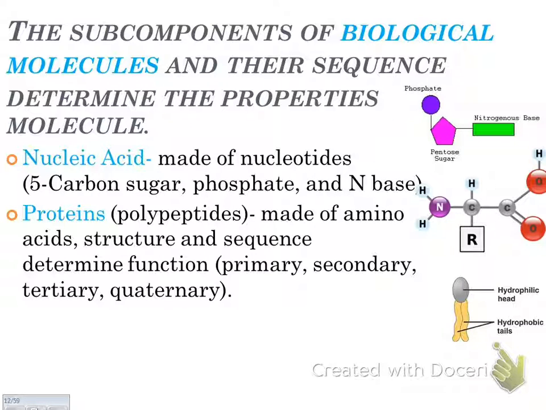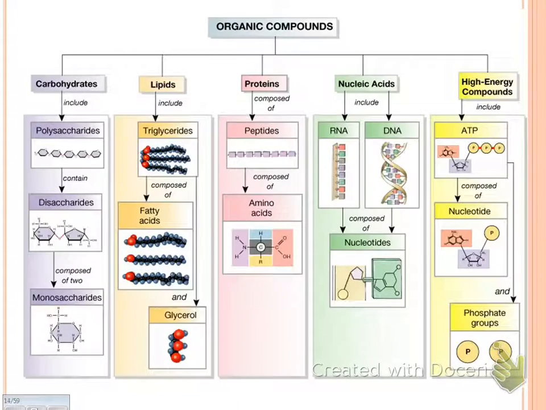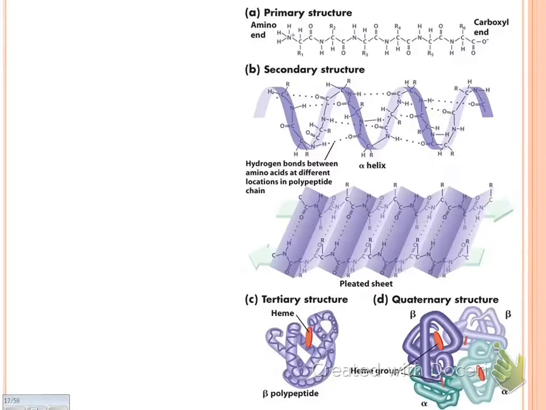And when it's straight, it's called the primary structure. Okay, I have a picture of it. There we go. So there's your primary structure, that first one. So think about this as being straight.